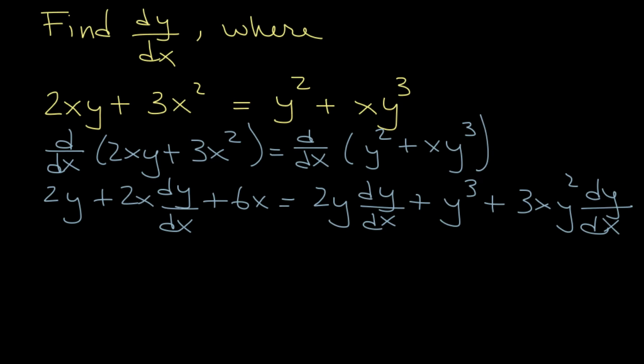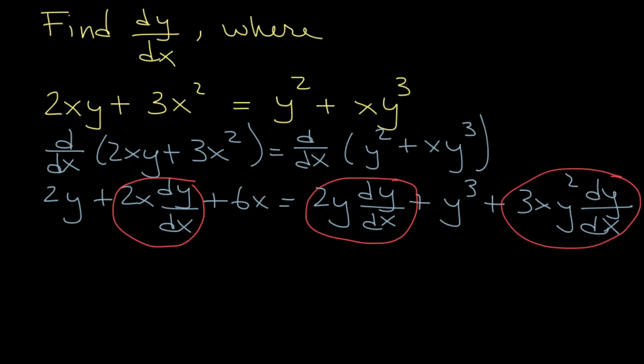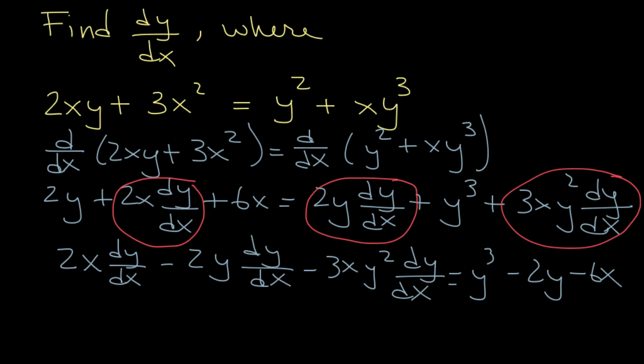Since we want to find dy/dx, our goal is going to be to put all the terms involving dy/dx on one side of the equation and everything else on the other side. So let's see what that looks like. We have 2x dy/dx minus 2y dy/dx minus 3xy² dy/dx is equal to, and put everything else on the right side, y³ minus 2y minus 6x.